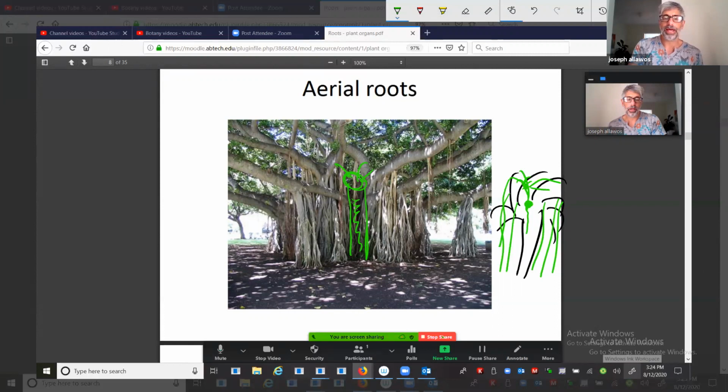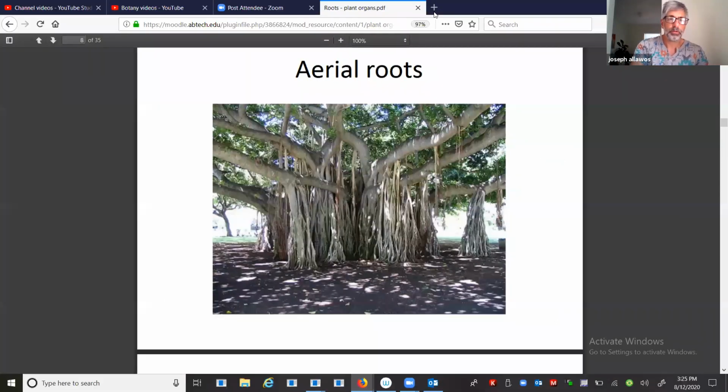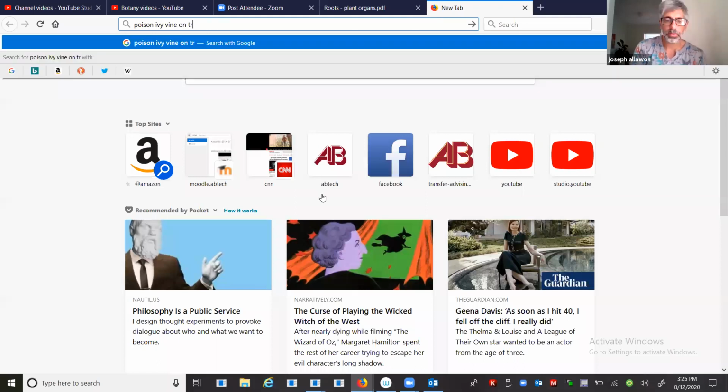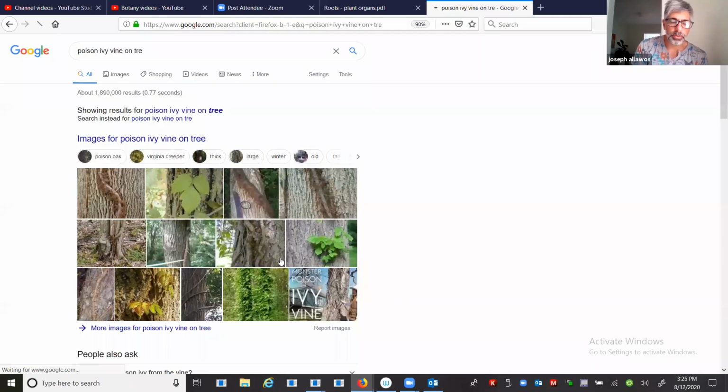Aerial roots are sometimes called adventitious roots. You can also see them on poison ivy, which is cool. Let's look at that real quick. This is interesting. Here we go. This is a great image of aerial roots or adventitious roots. Sorry. Let's look at this one.